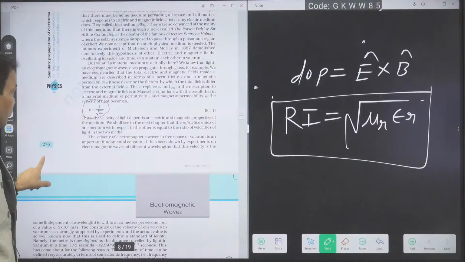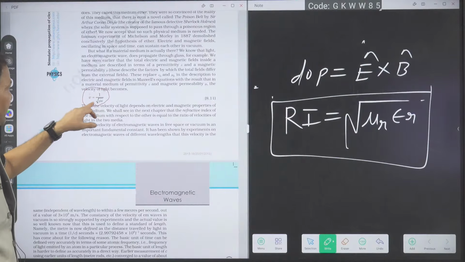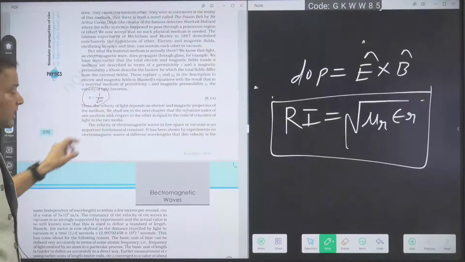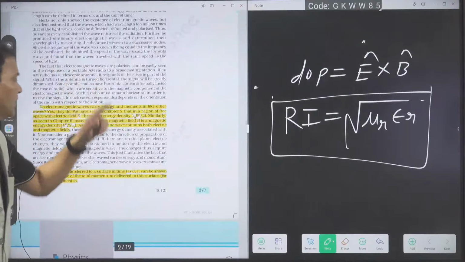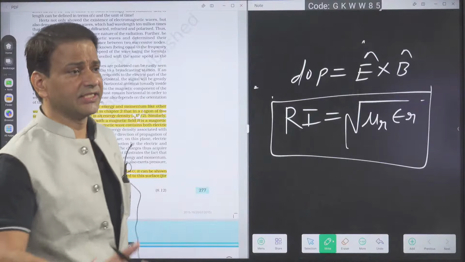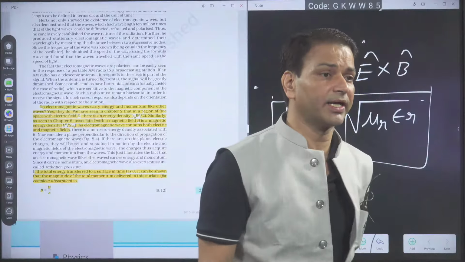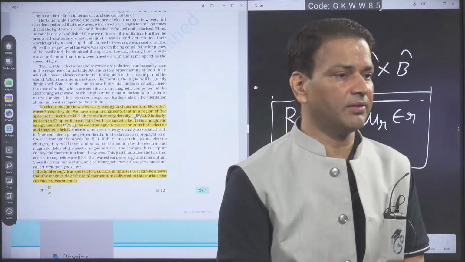V is equal to 1 upon, in any medium, we can find 1 upon under root mu into epsilon. Mu I can write as mu naught into mu r, and epsilon we can write as epsilon naught into epsilon r. Now in the wave, we know that energy propagates, disturbance propagates. So in the EM wave, energy is due to electric field and magnetic field.